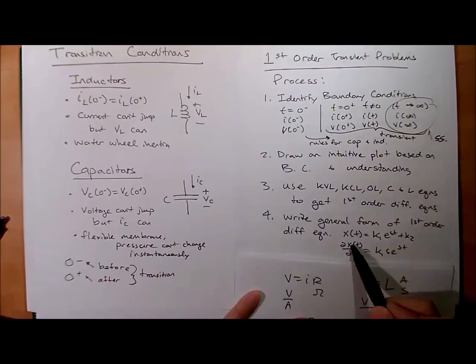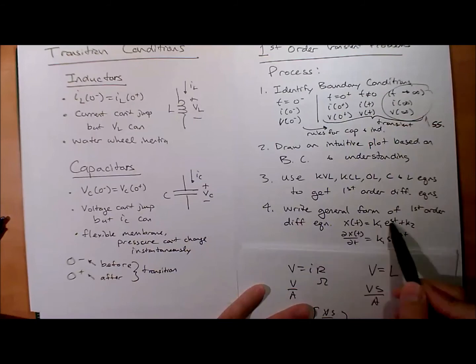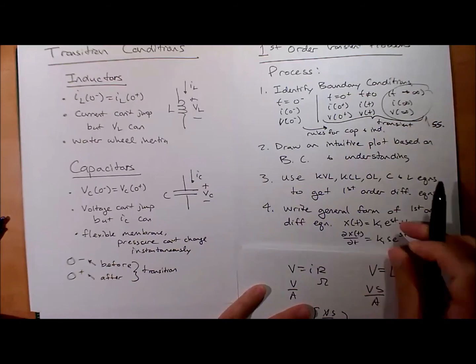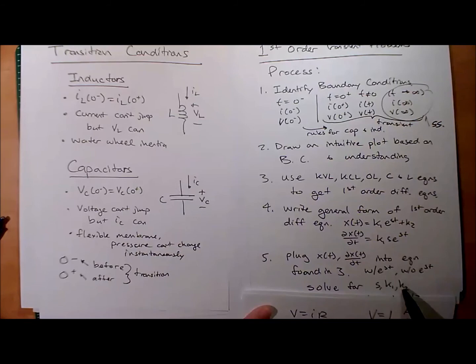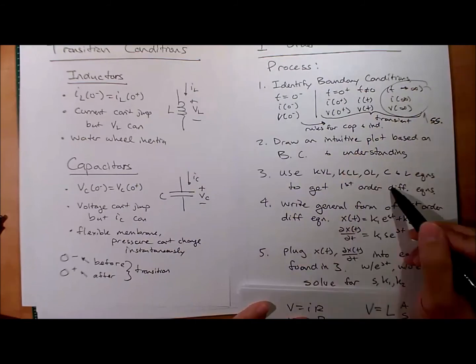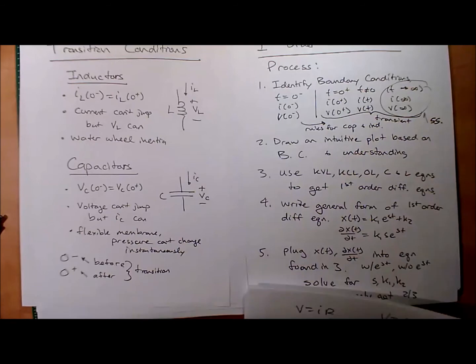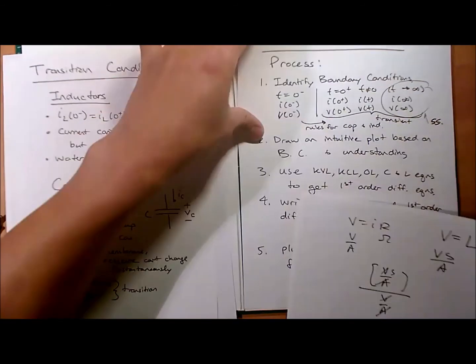Whatever voltage or current I'm looking for, I can say the current or voltage equals K1 e^(st) plus K2, where these are unknown. And the derivative is K1 s e^(st). Again, these three are unknowns. Okay, I take this and I plug it back into my first order equation, and I need to get the three unknowns solved. I can only get two of the three because I only get two equations out of here. And then I need to use these boundary conditions to get that third unknown, okay?